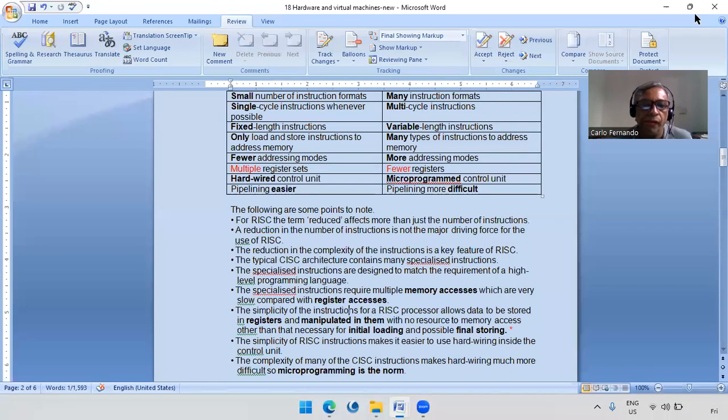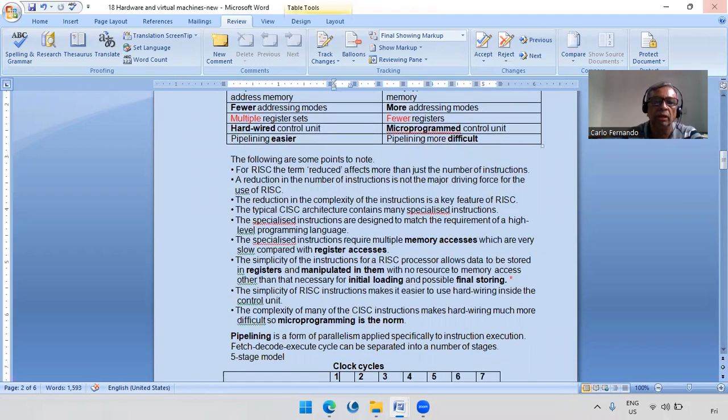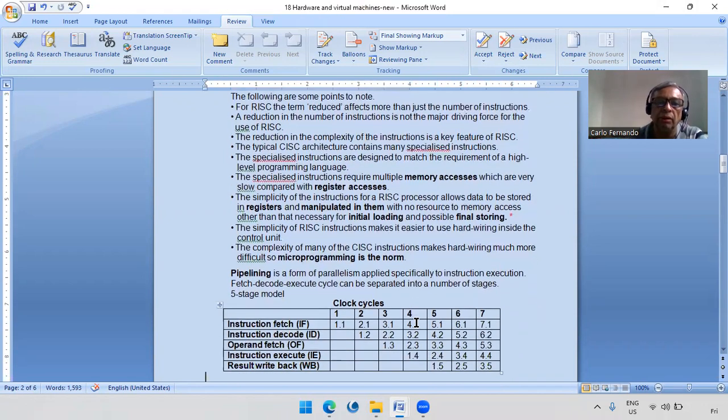Now the next: the simplicity of RISC instructions makes it easier to use hard wiring inside the control unit. Because it's easy for hard wiring. The hard wiring is the logic circuits. The complexity of many of the CISC instructions makes hard wiring much more difficult. It's very difficult because the more complex it is, the more complex the circuits become. So microprogramming is the norm. The normal thing done is microprogramming.